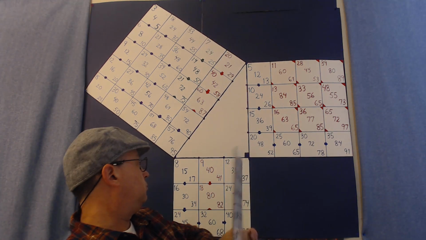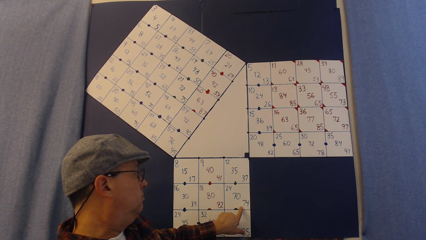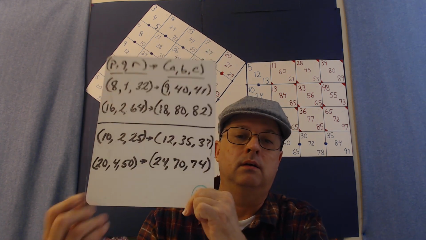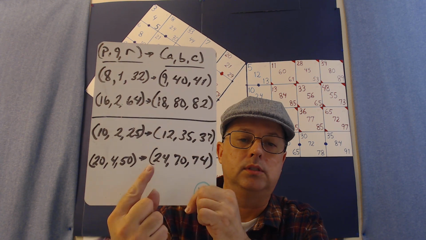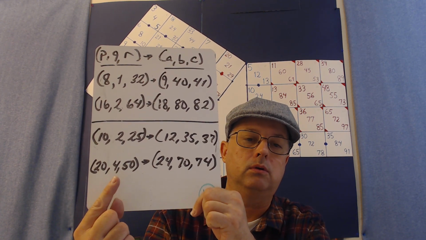And then we have 12, 35, 37. Those 2 in this family. And here they are, 12, 35, 37, and 24, 70, 74, and they come from these P's, Q's, and R's. Okay. And then now we have all the primitives.